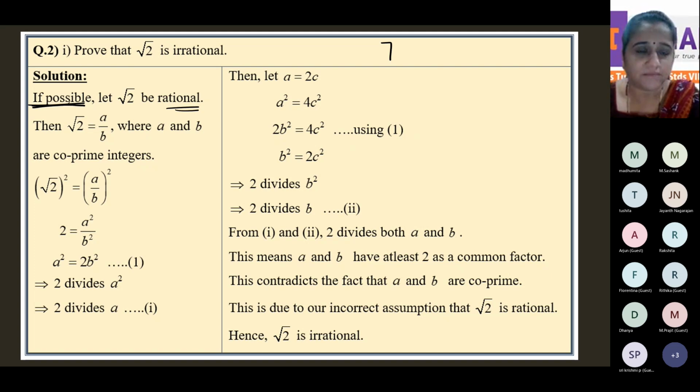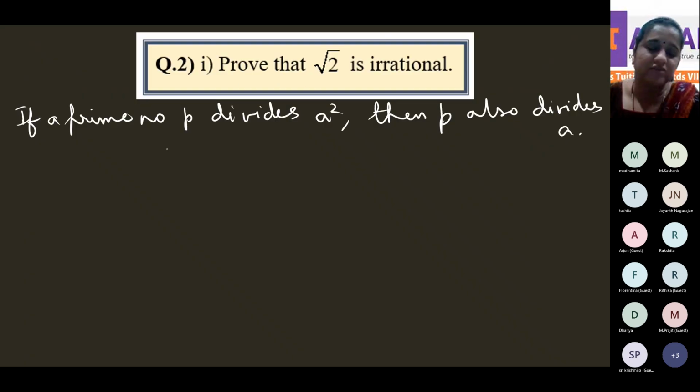So then root 2, because you're saying it's rational, it will have an A by B form or a P by Q form, anything you can write. So it will have A by B form where A and B are integers and the denominator B is not equal to 0. So when we say co-prime integers, now I'll have to tell you this. What are co-prime integers?